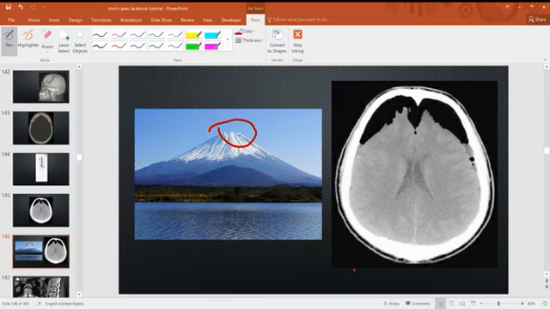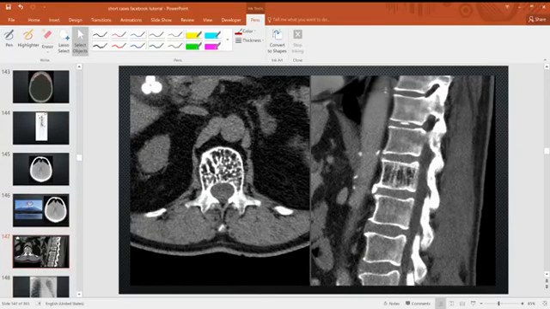Okay, so this is another patient. What is your diagnosis? Everyone knows that it is a hemangioma, but we want to know the name of the sign in the axial cuts, and what is the name of the sign in the sagittal cut? What is the name?